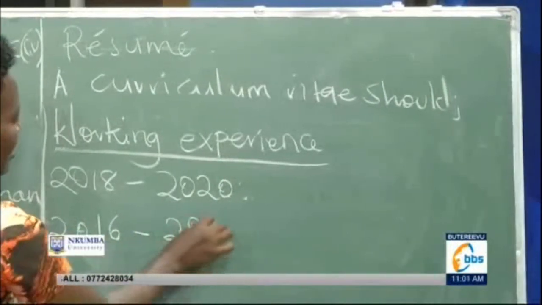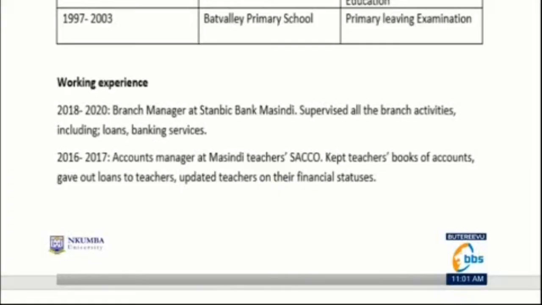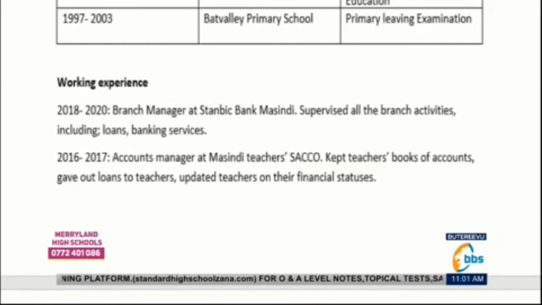to 2017, he was also working somewhere else, as accounts manager at Masindi Teachers Circle. And what did he do there? Some of the responsibilities he had there: he kept teachers' books of accounts, gave out loans to teachers, and updated teachers on their financial statuses. So you see that this person is showing you which years he has spent at a given working station and what his responsibilities were there. So as you write, you should also be in a position to show us that. Remember, Conrad graduated from what you've been seeing on the screen.